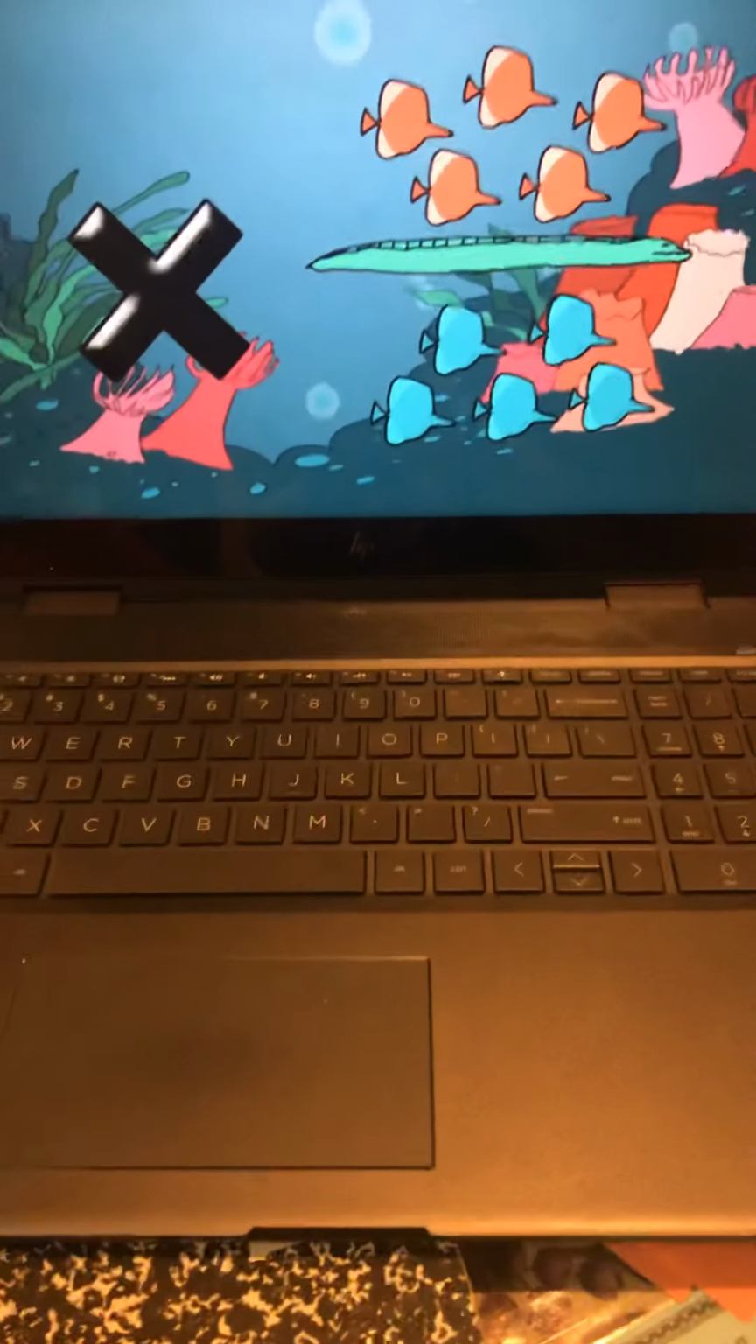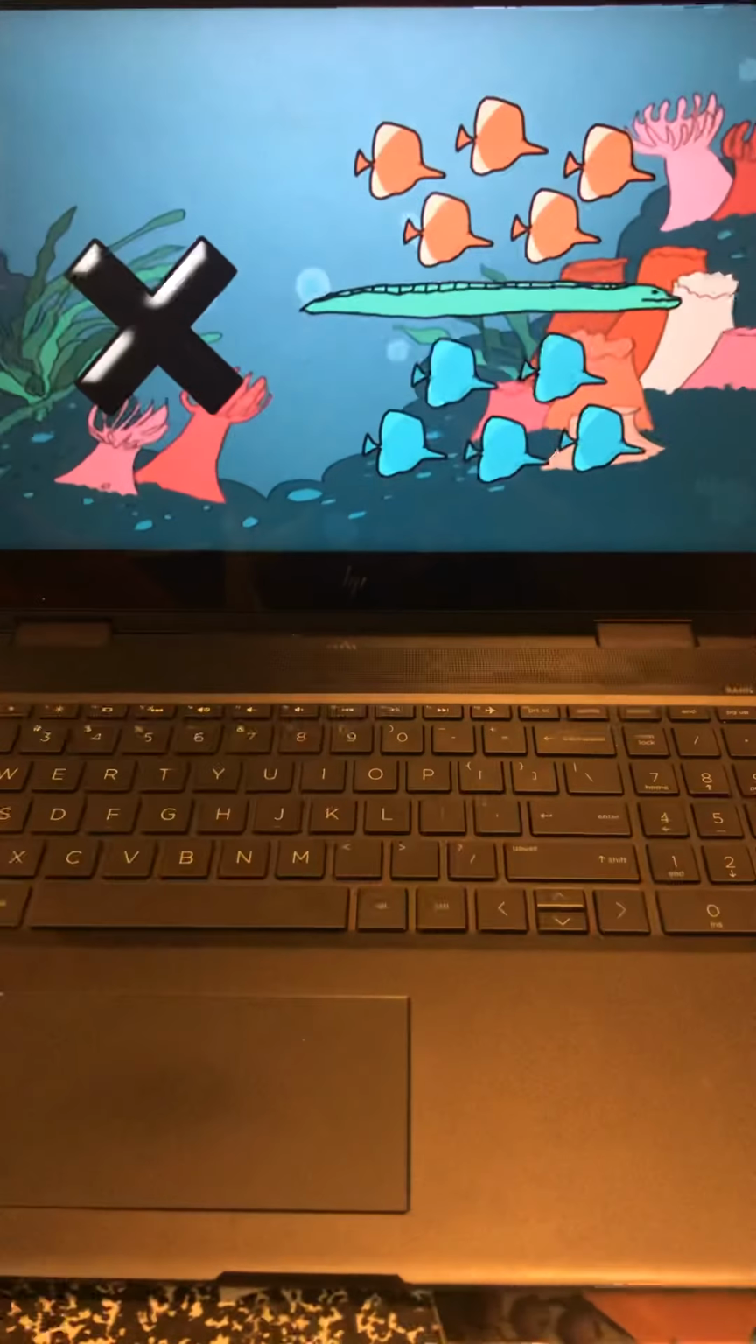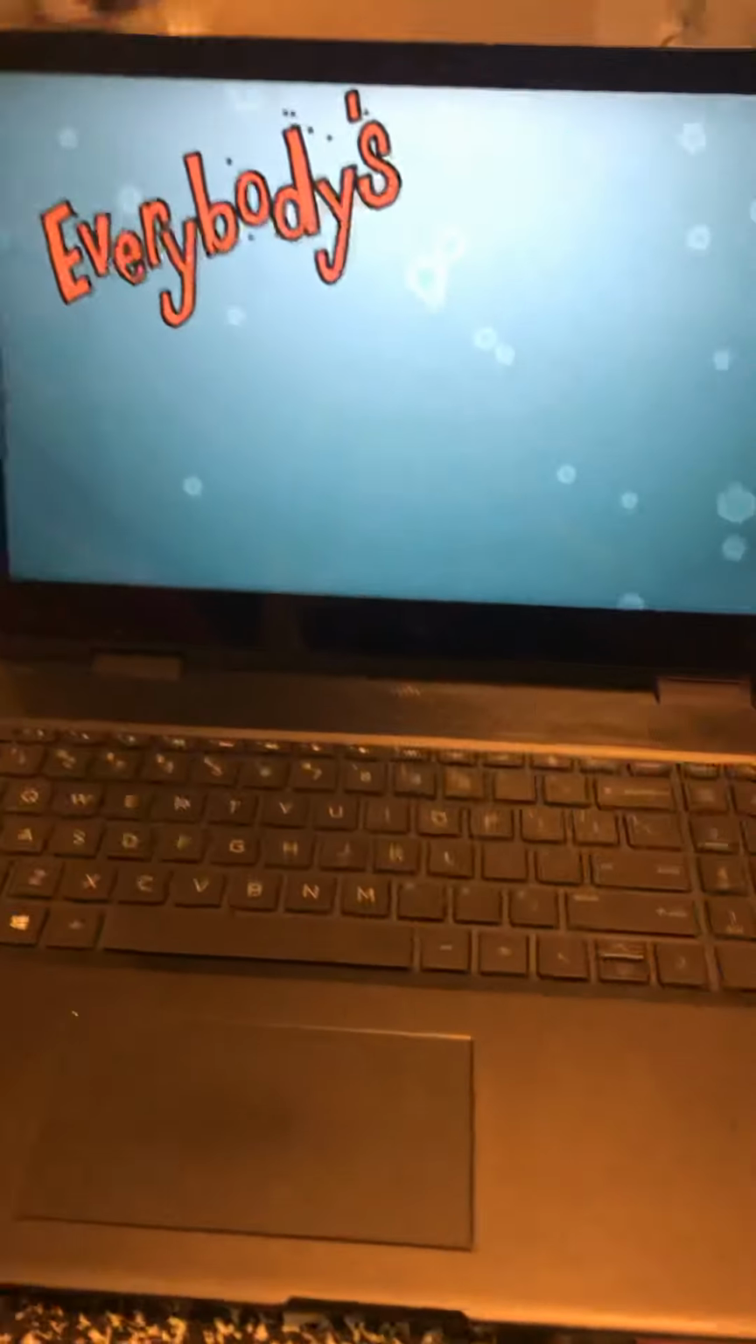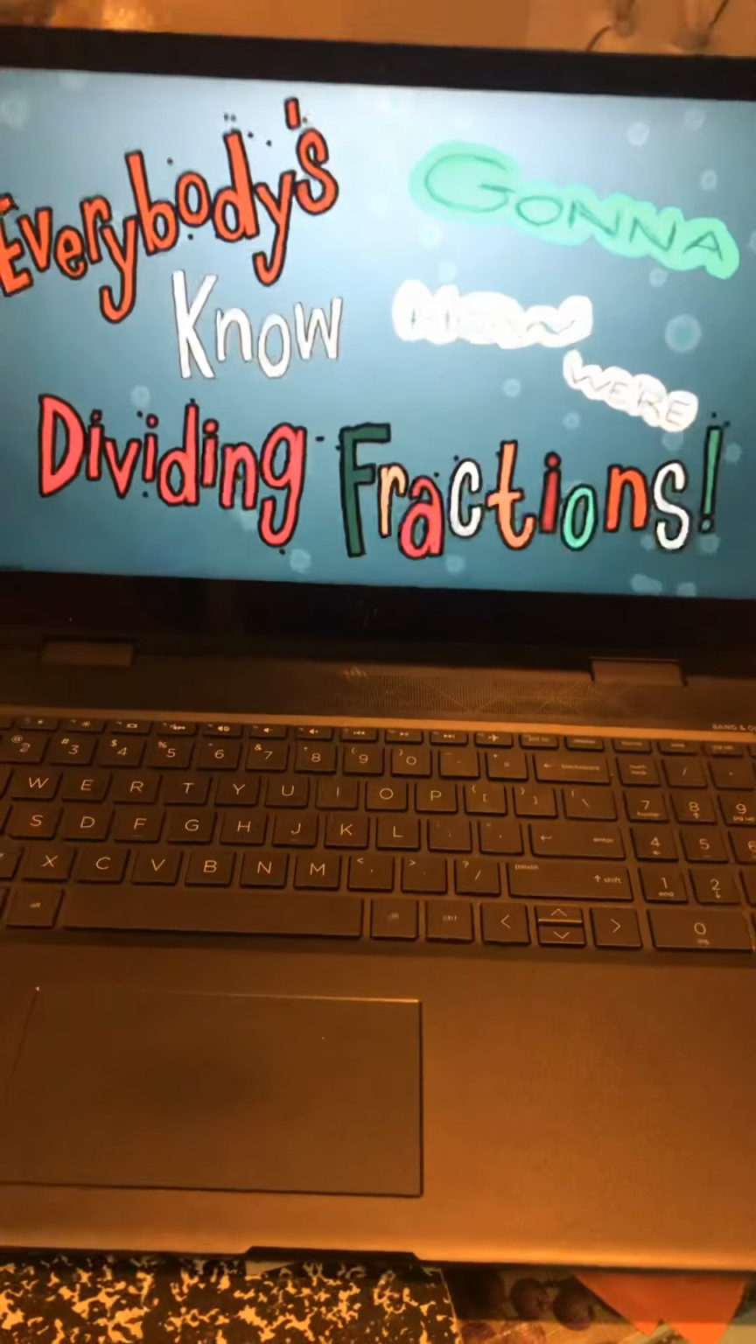Keep, change, flip, yeah, that's the simple rule. Keep, change, flip, yeah, that's the action. Everybody's gonna know how we're dividing fractions.